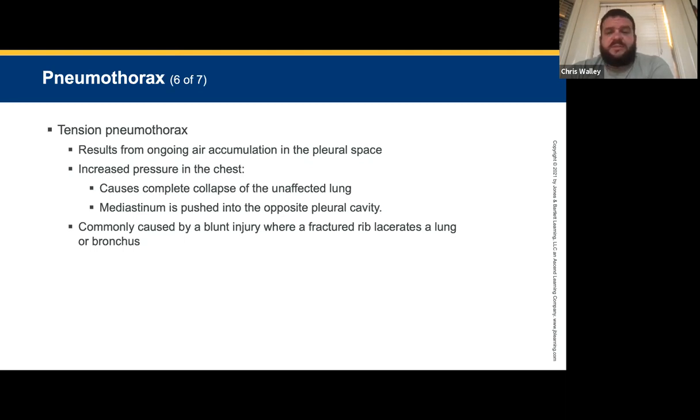Common signs and symptoms include chest pain, tachycardia, marked respiratory distress, and low, rapidly dropping oxygen saturations. Now, when you see their O2 sats, I'm going to stop and tell you about this, because you might think they're diving off. No, it's not going to drop suddenly, it's going to gradually drop.